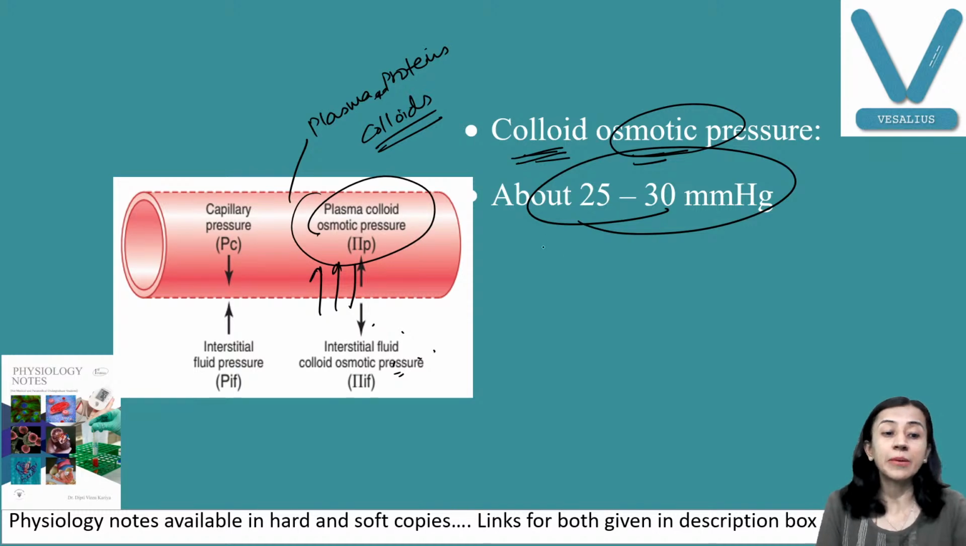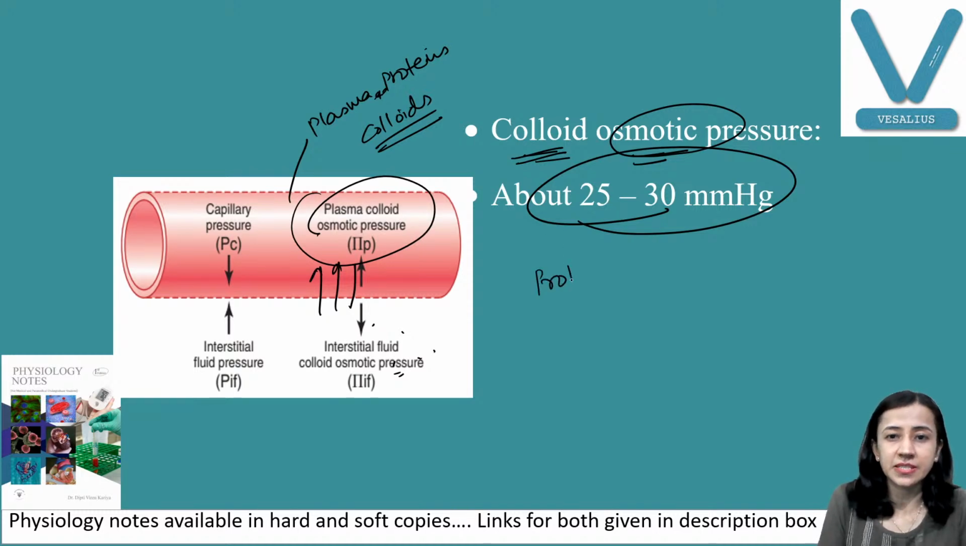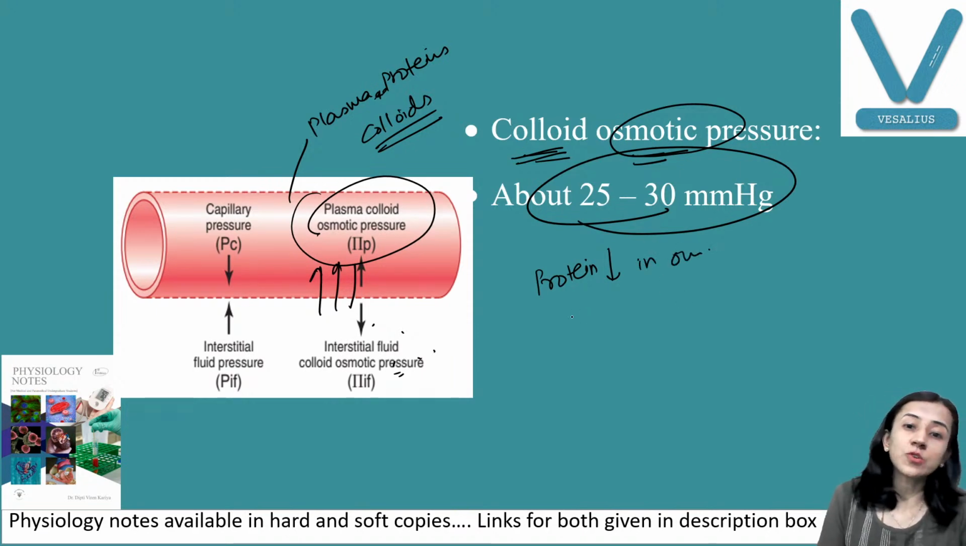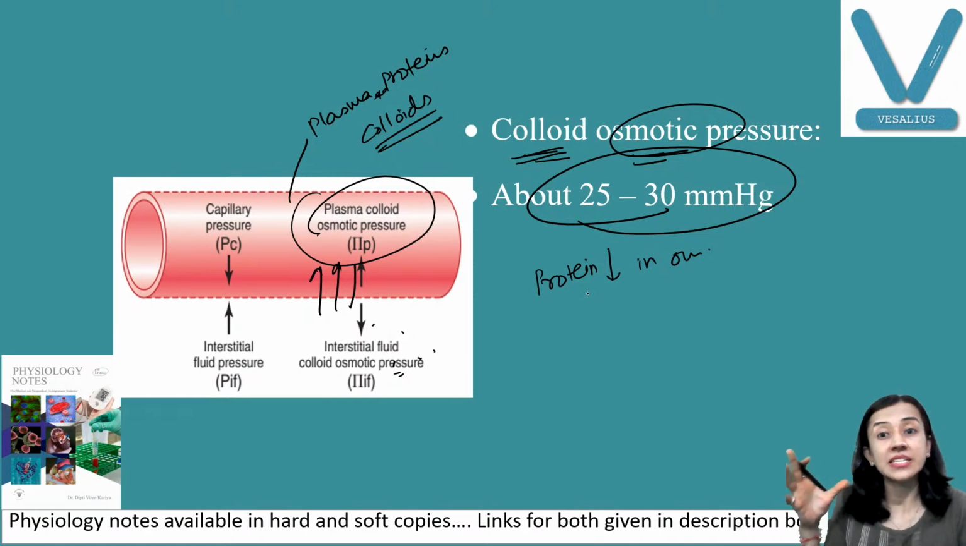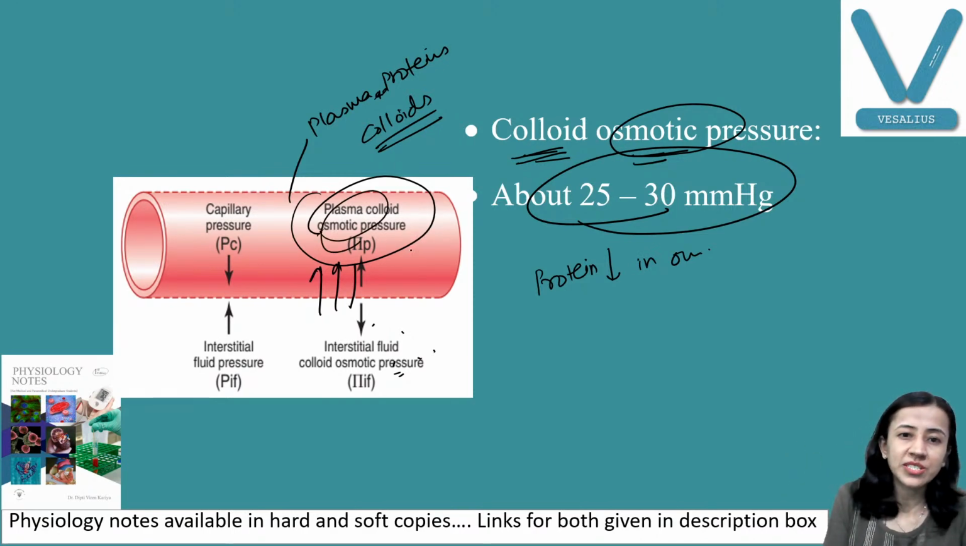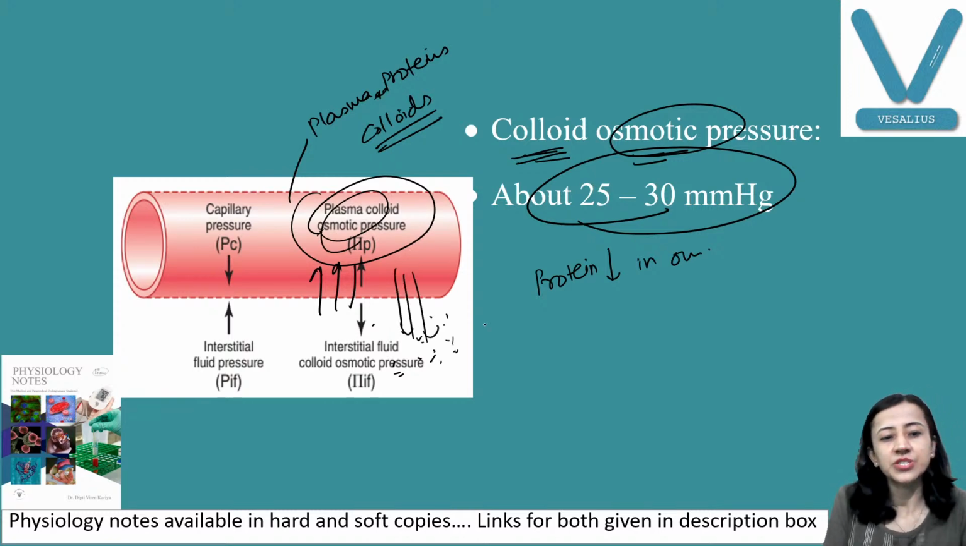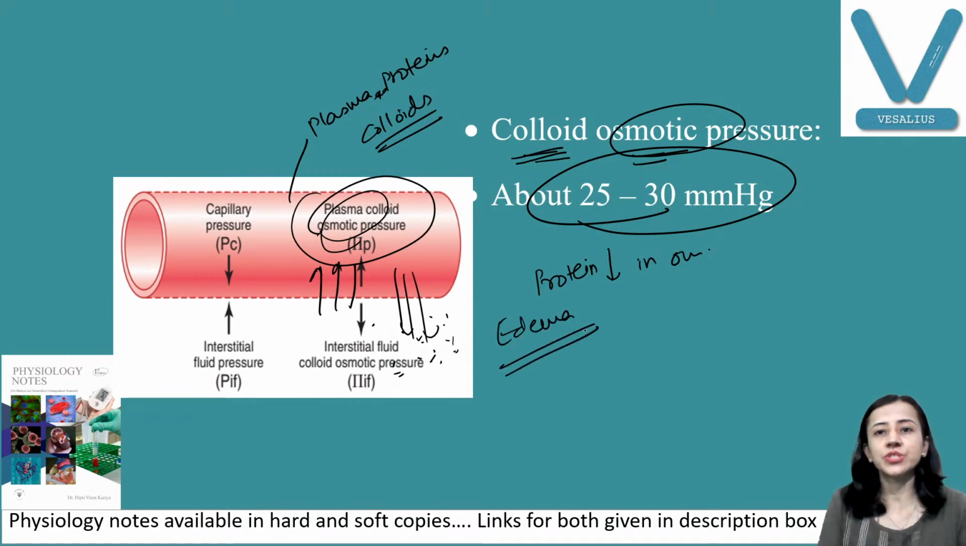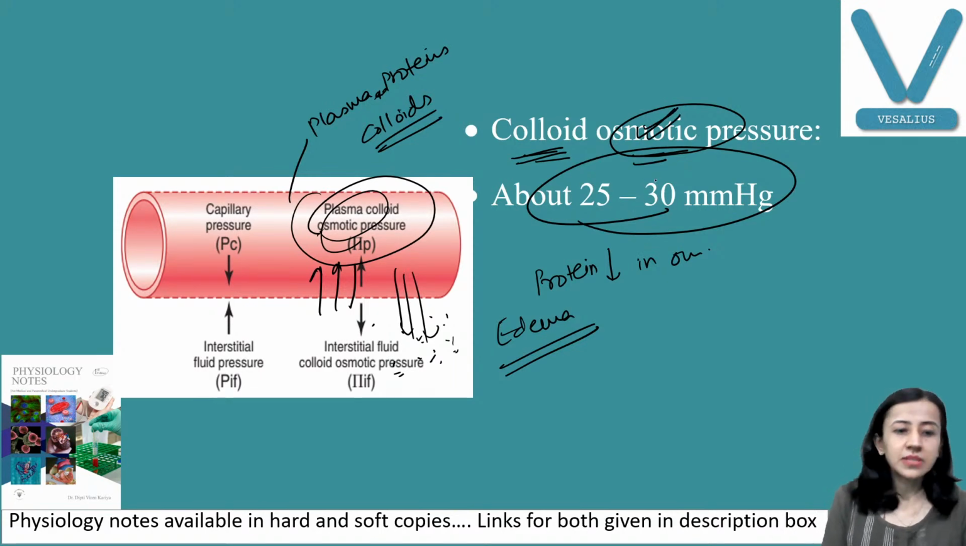Very important thing, when protein content decreases in our body. I think you might have learned kwashiorkor. Kwashiorkor child is edematous. Why? Because protein is less. So what happens when proteins are less? Fluid gets filtered. It will come in the interstitial spaces and there is edema. Am I clear? So this is colloid osmotic pressure and its importance.